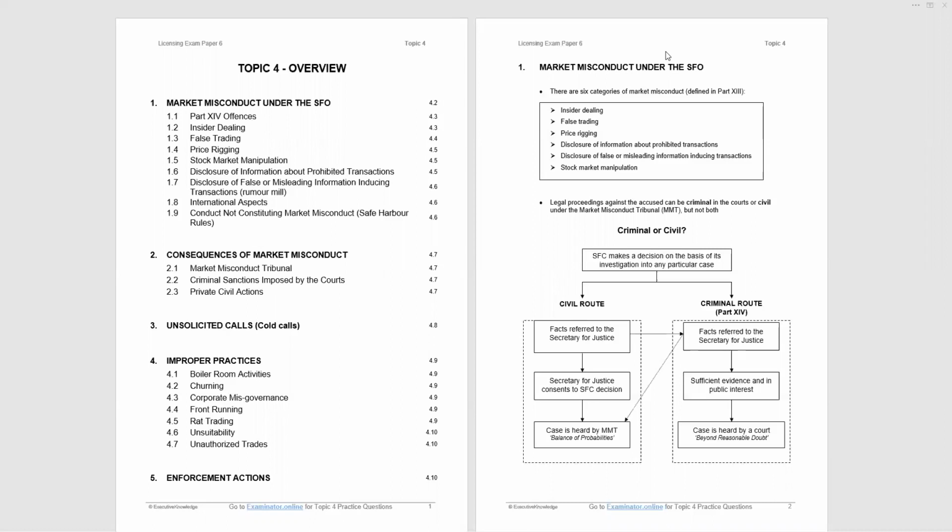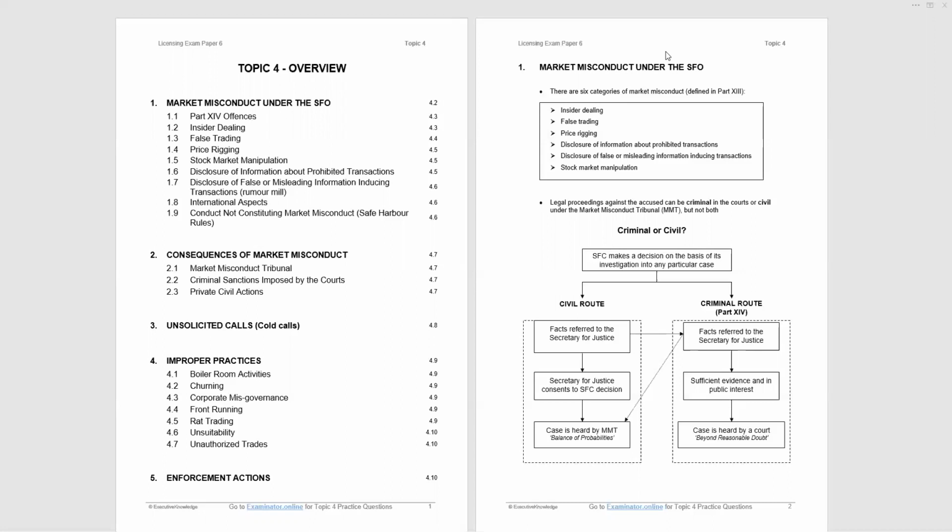Now, if we look at what we're going to cover in topic 4: market misconduct, consequences of market misconduct, unsolicited calls, that is cold calling, and improper practices. The enforcement actions, yes, they are listed, the examples of enforcement actions in this area that the SFC have carried out, but the question or questions are going to come from topics 1 to 4. As I've said, and I must stress, this is not the trickiest topic in the paper. Nevertheless, we should pick up the salient features.